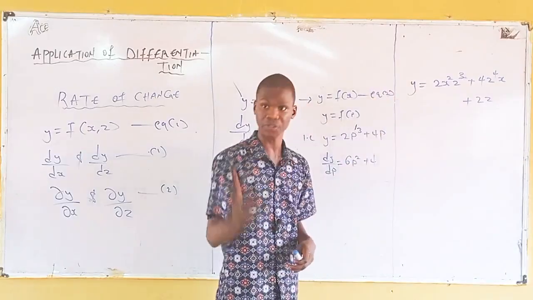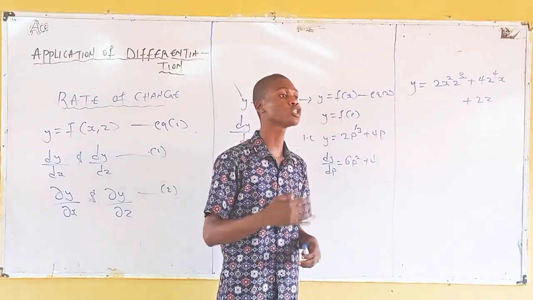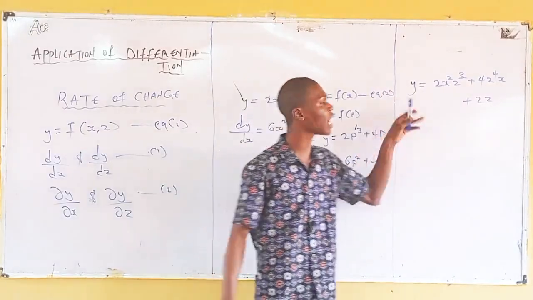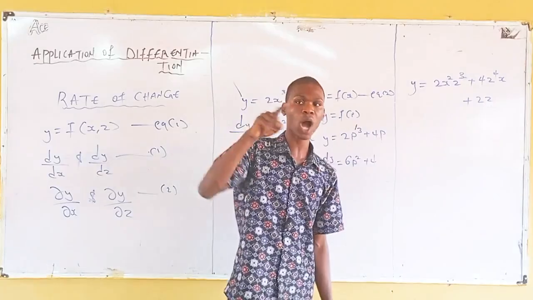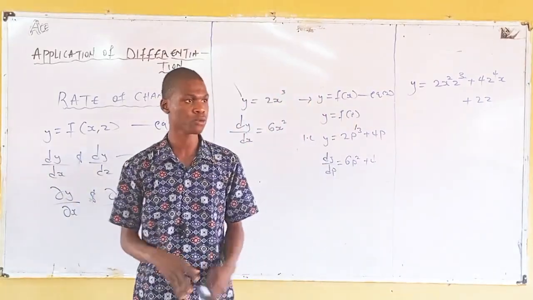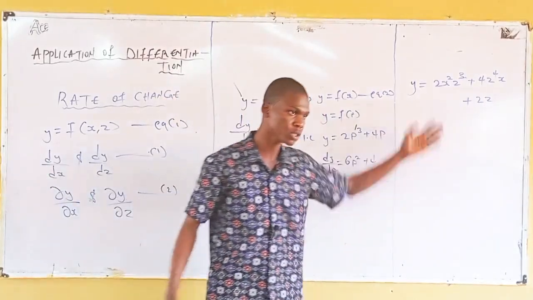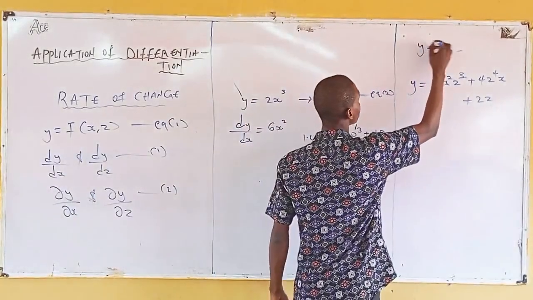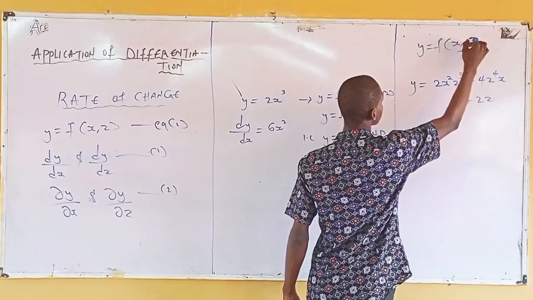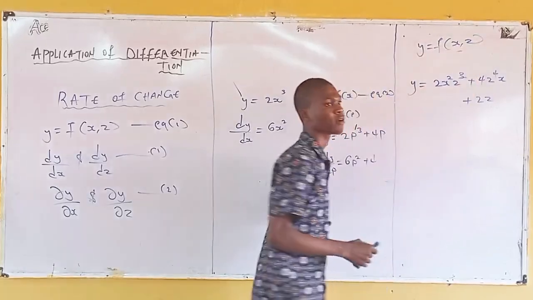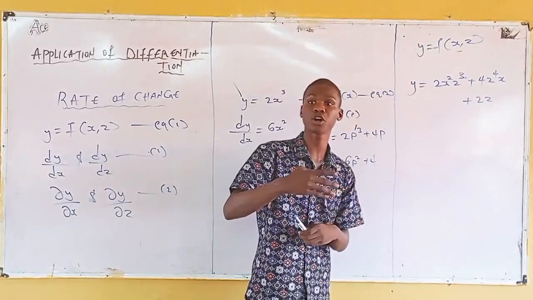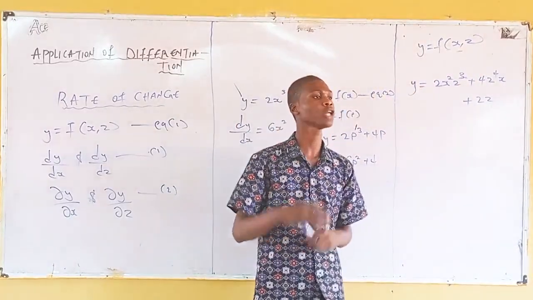Of course, you are going to differentiate, right? You apply the idea of differentiation. But observe this equation. You are given that y is a function of two variables, is it not? What are the variables in this case? x and z, not y. Meaning, y is given to be a function of x and z.